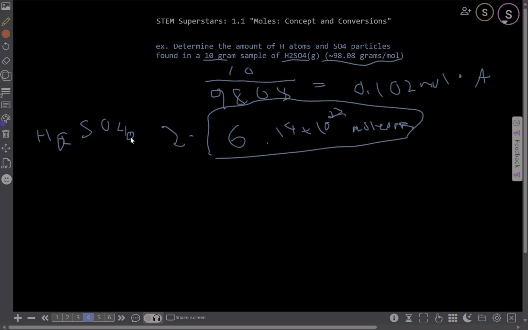But since we have just one sulfate molecule per molecule of the sample, your molecules of sulfate should be the same as your molecules of hydrogen sulfate. Sorry, that was kind of a mouthful.